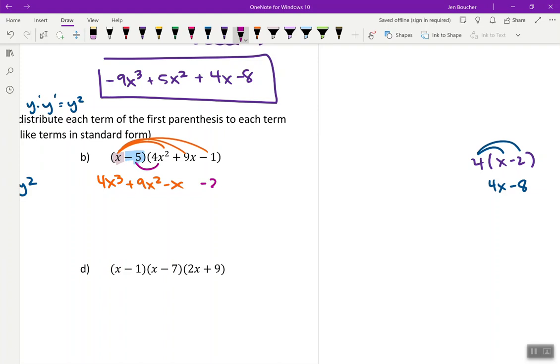Now, you could write that here, but sometimes I like to stack, and this will actually help us for our next section. I like to stack everything that has common variables. So in the end, all I have to do is add your columns together and you're done. So let's keep going. I've got a -5 times a 9 would be a -45x, and then plus 5.